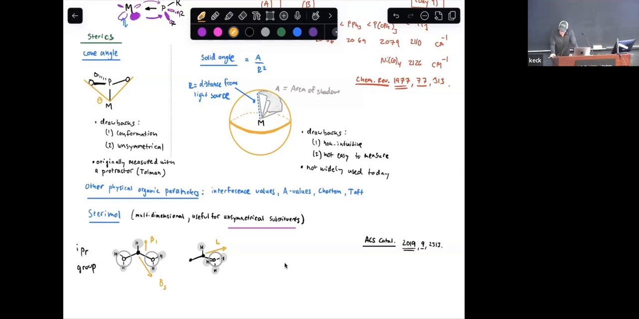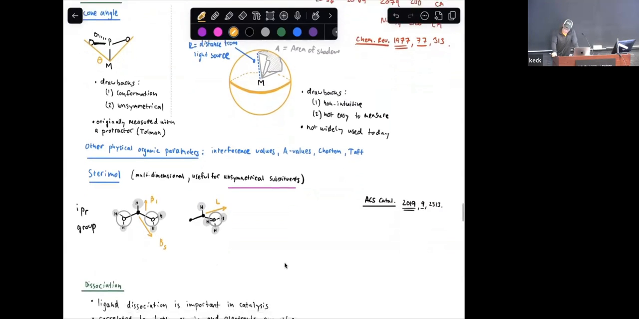So why did this not catch on? It's because if you're confused, that's why it didn't catch on. It is not intuitive, and it's not easy to measure, although now with computational techniques, you could measure it. So it's not widely used.